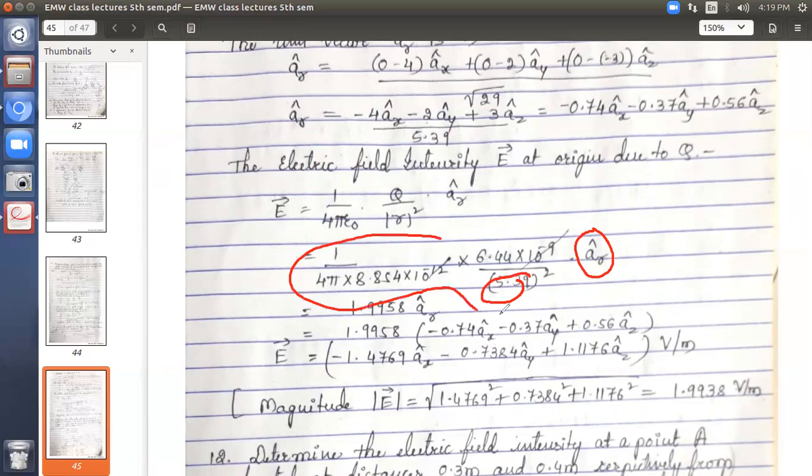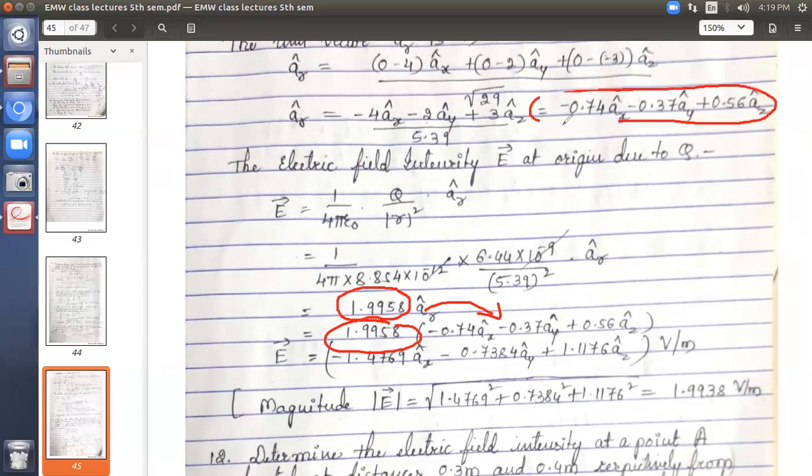Once I calculate all this on the calculator, I will get some number, and I will multiply that number with the AR. If I calculate, I'll get 1.9958, approximately 2 AR. Once I get this, now write the AR. Just now we have calculated what AR is. This much. The same thing I have written here, AR. And finally, you multiply this with all three numbers.